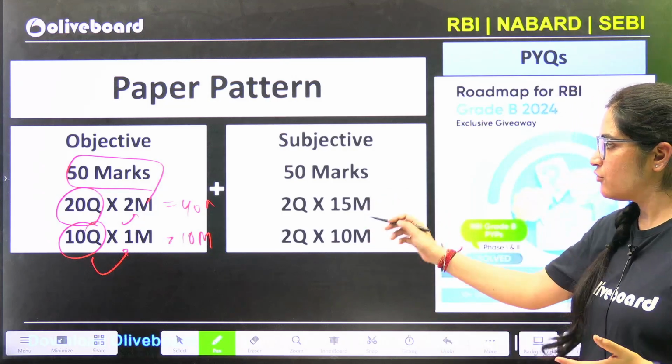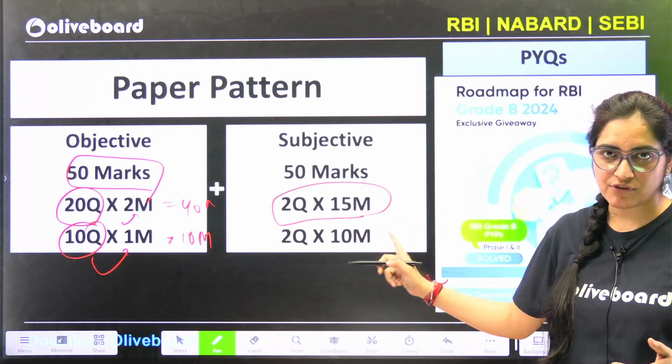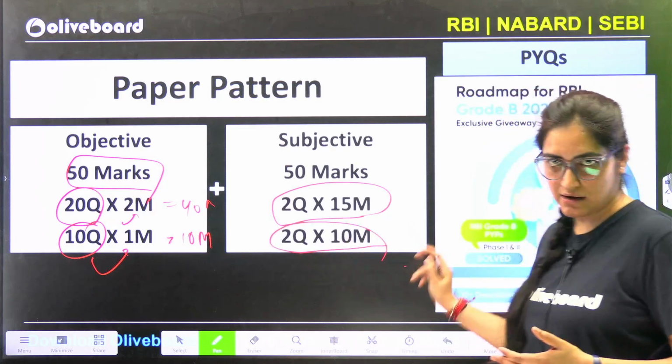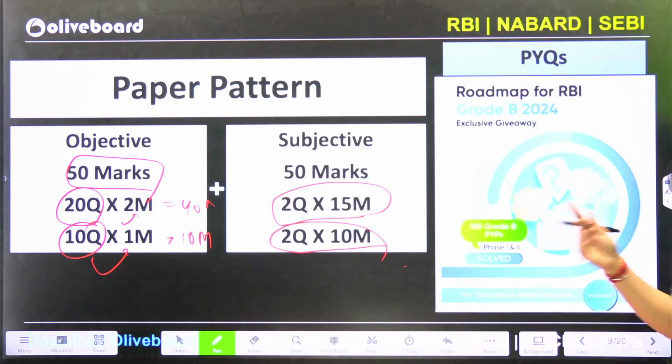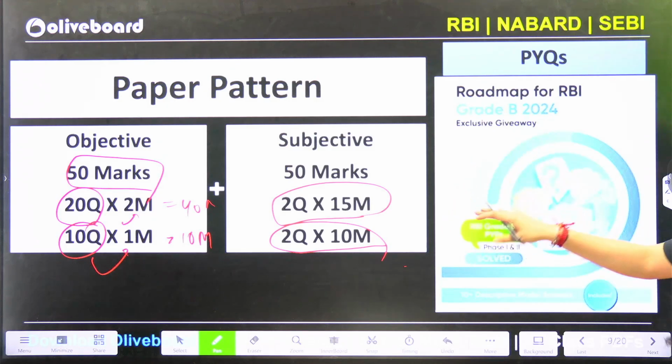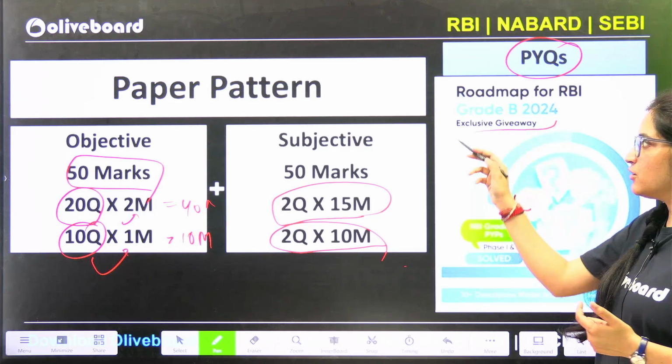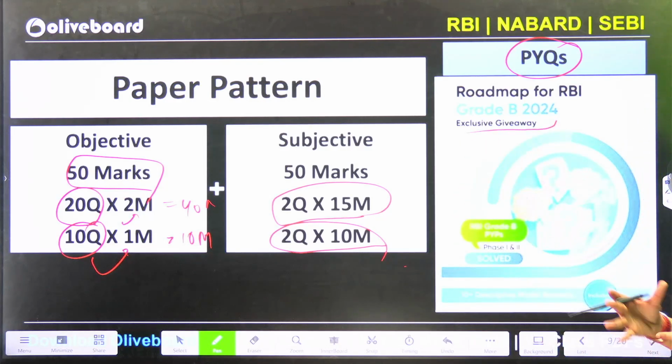Subjective, as I have already told you, you have to just attempt 2 questions from 15 marks and 2 questions from 10 marks. Now, how can you attempt all these things? PYQs is the key. Previous year questions, that is what you need to follow. For that you can simply go to Oliveboard's website or the app as well. We have provided there the free PYQ questions. You can just go and check it out.